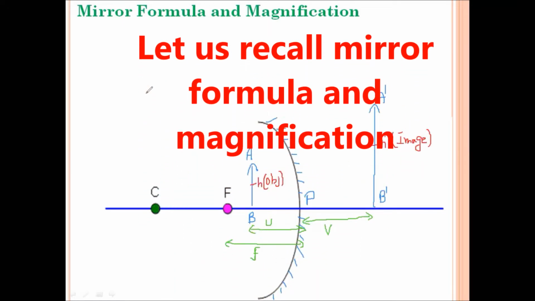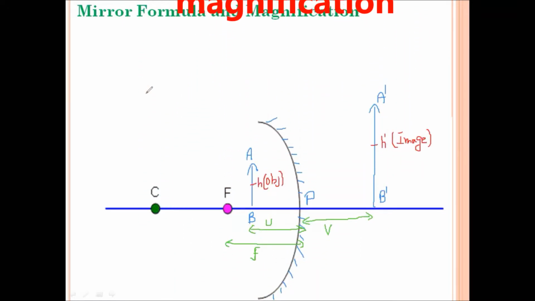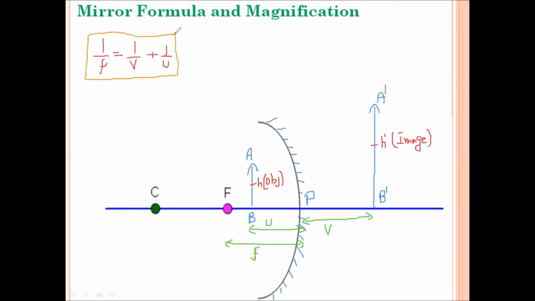Mirror formula gives the relation between object distance u, image distance v, and focal length f. And the mirror formula is given by 1 by f equals 1 by v plus 1 by u. This is called the mirror formula. We're going to use this formula while solving numericals.